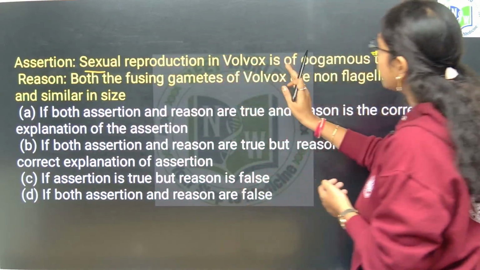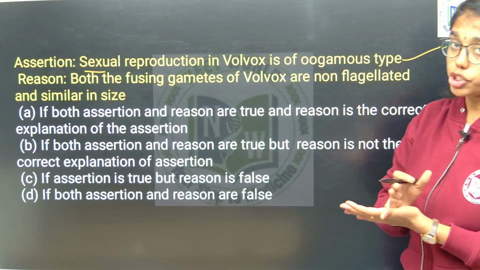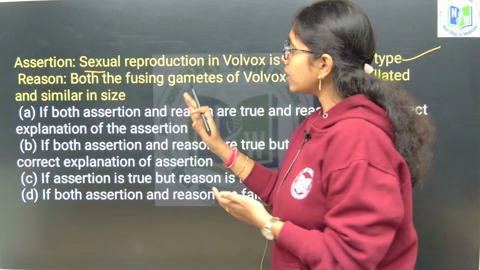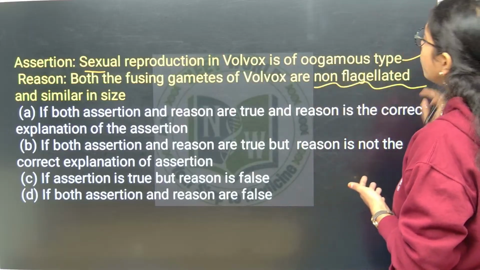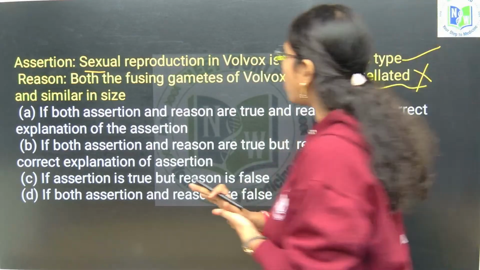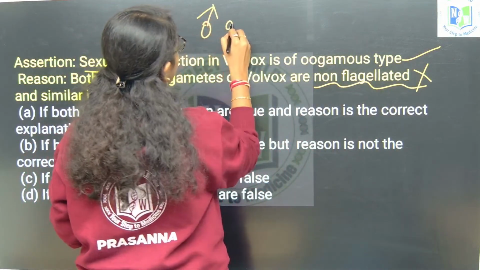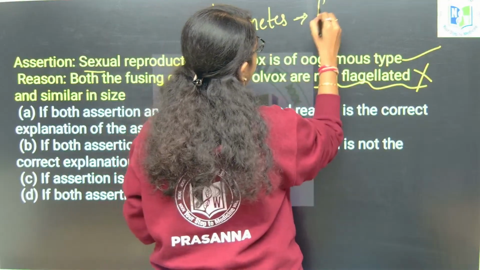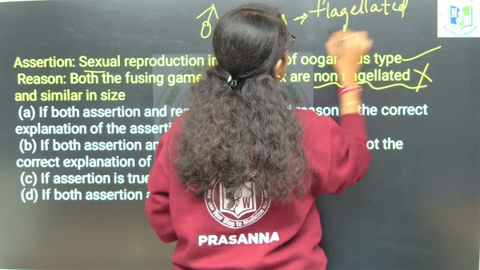Sexual reproduction in Volvox is oogamous type. Yes, in Volvox, sexual reproduction is oogamous type. The reason mentions that both fusing gametes of Volvox are non-flagellated. Wrong, because both the fusing gametes of Volvox are not non-flagellated. Male gametes are flagellated, zoospores.